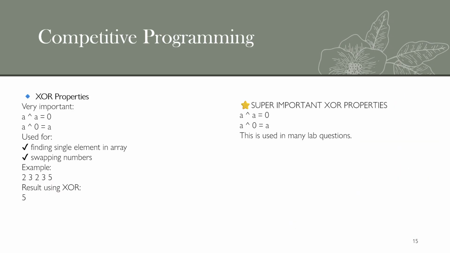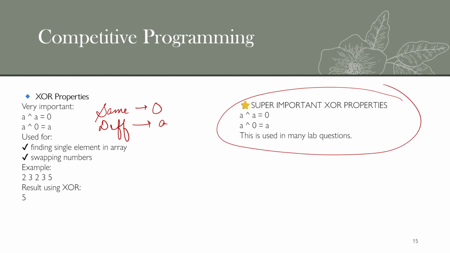So now next, we have the XOR property. Now in XOR, a very important thing is same gives 0 and different gives A, or whatever variable you want to. This is super important and used in your lab questions. This is for finding a single element in an array and also used for swapping numbers.